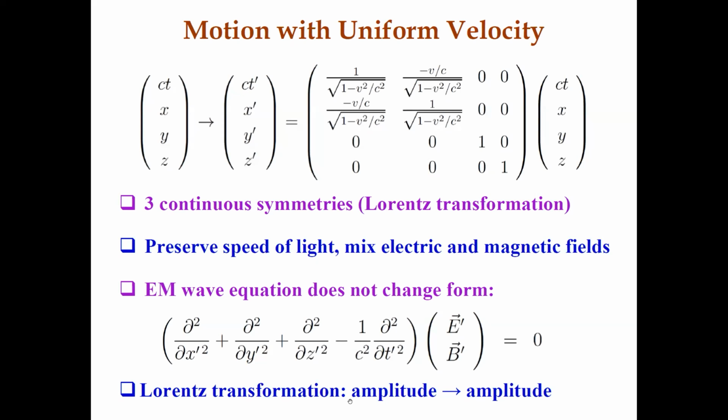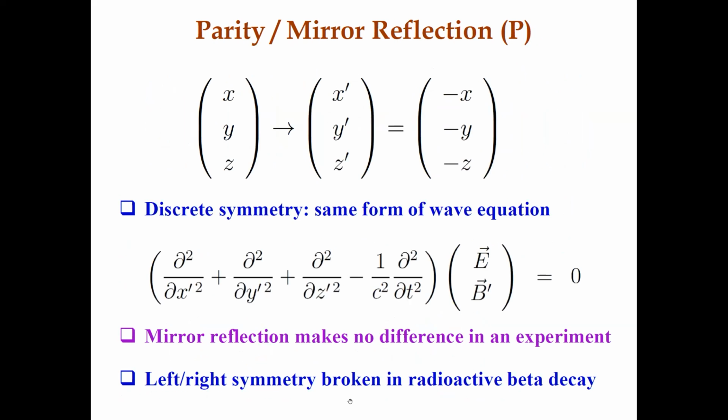Okay, now I will also talk about some discrete symmetries in fundamental physics, like mirror reflection P or parity, where x, y, z go to x prime, y prime, z prime, and you just flip their sign. x goes to minus x, y goes to minus y, z goes to minus z. This is mirror reflection. This is a discrete symmetry, right? Because there is no infinitesimal version of that.